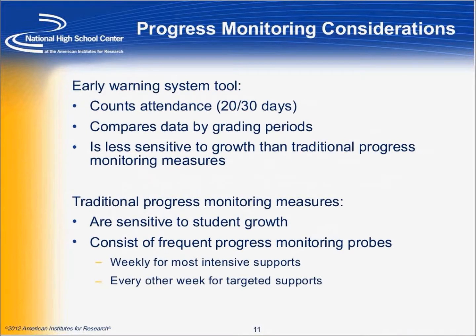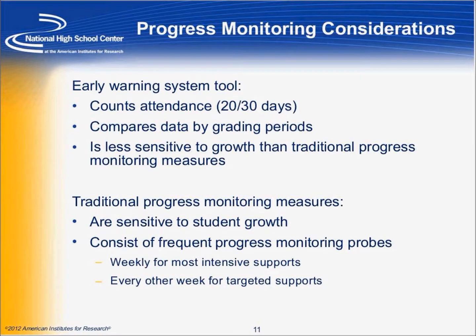So here are some considerations within the early warning system tool as we specifically think about progress monitoring. The early warning system tool that the National High School Center has created, and we've provided many webinars on the background around it, gives us an attendance count. You can select either a 20 or 30-day time period, so you can get some data at that point that you can use, similar to progress monitoring. It would be considered a time sampling. So how did students do within this 20 or 30-day time period?